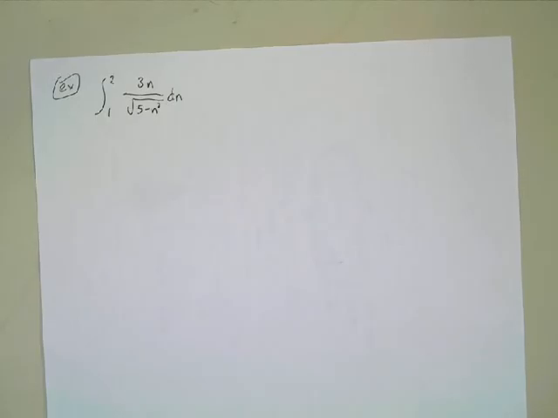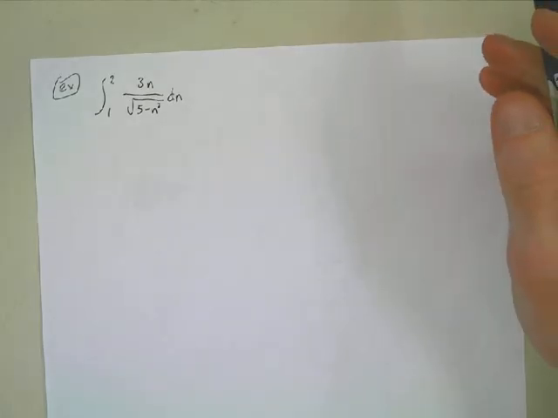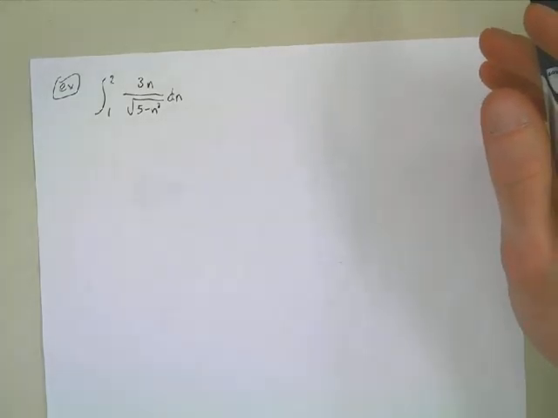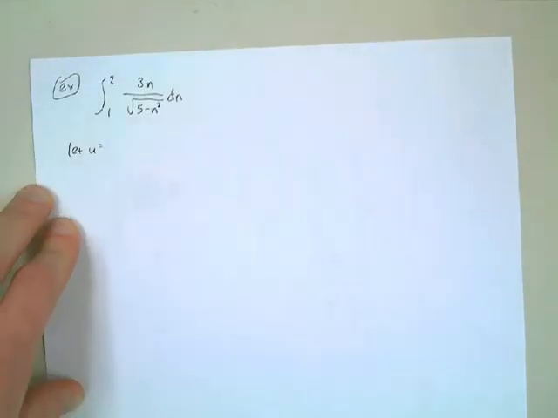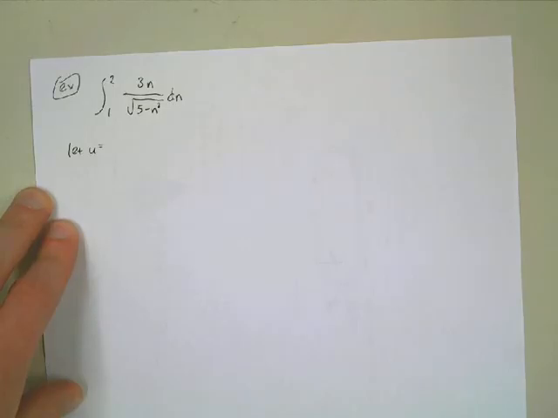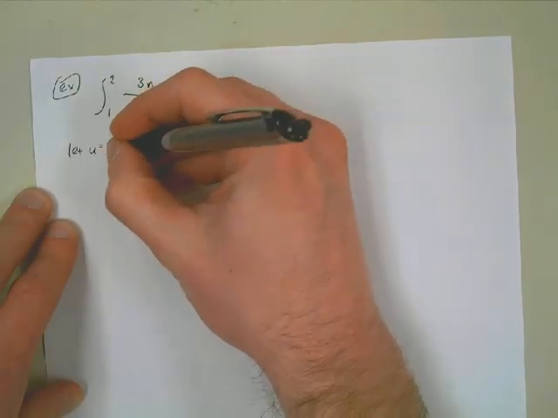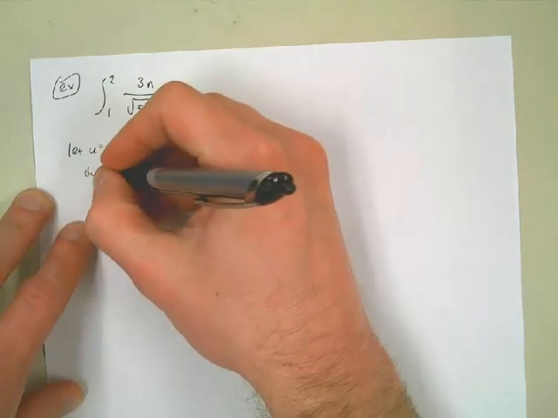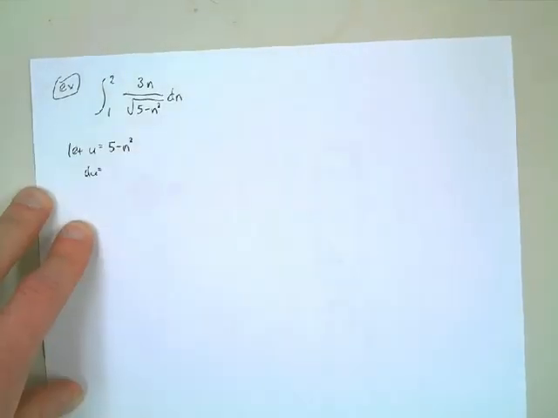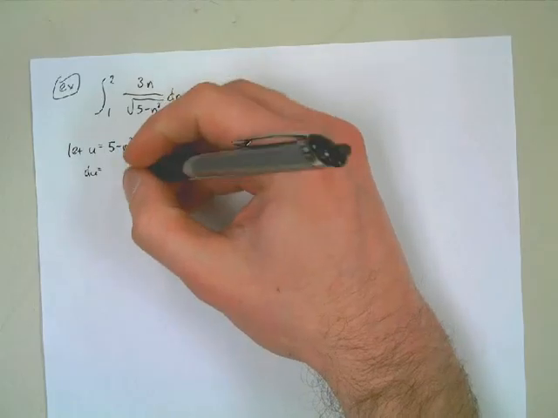Christian, what do you say here? What are we going to do? I'm going to try u-substitution. Okay, let u equal, what do you say here? I want to do 5 minus n squared, but I don't know. Let's try it. 5 minus n squared. So then du is what? Negative 2n dn.